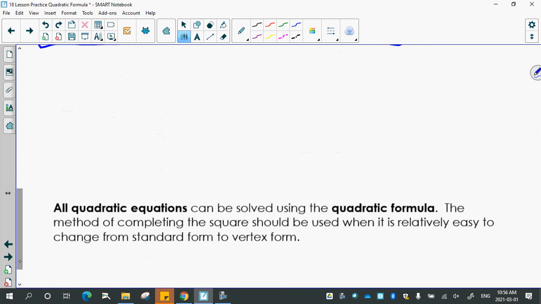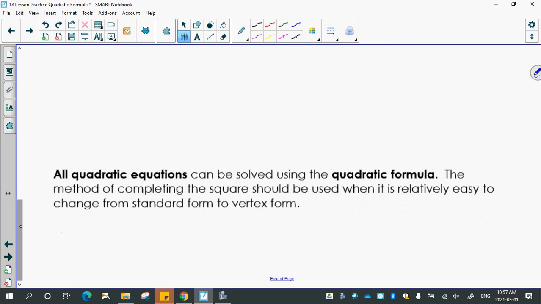Okay, all quadratic equations can be solved using the quadratic formula. The method of completing the square should be used when it's relatively easy to change from standard to vertex form. Okay, so the quadratic formula is your go-to, like if you like it, you could use it every time. Okay, but course expectations are you also know how to solve by completing the square. So I recommend just do that when it's easy to do that. Okay. And then tomorrow when we do factoring, that's just for factorable quadratics. Okay, not every quadratic can be factored.